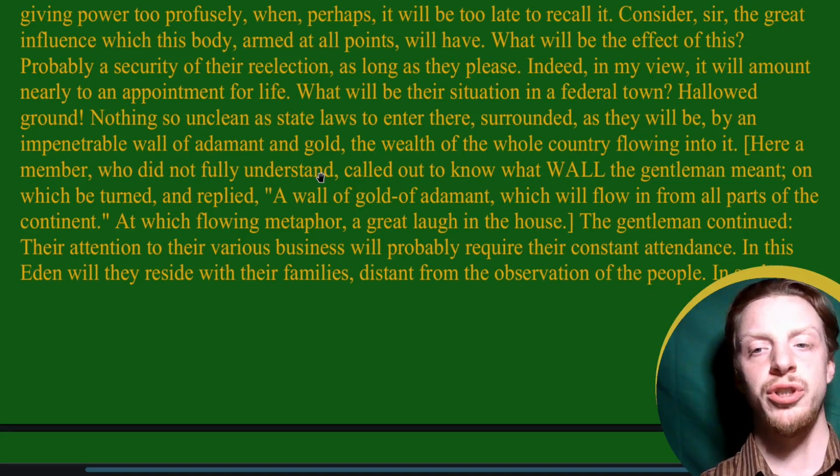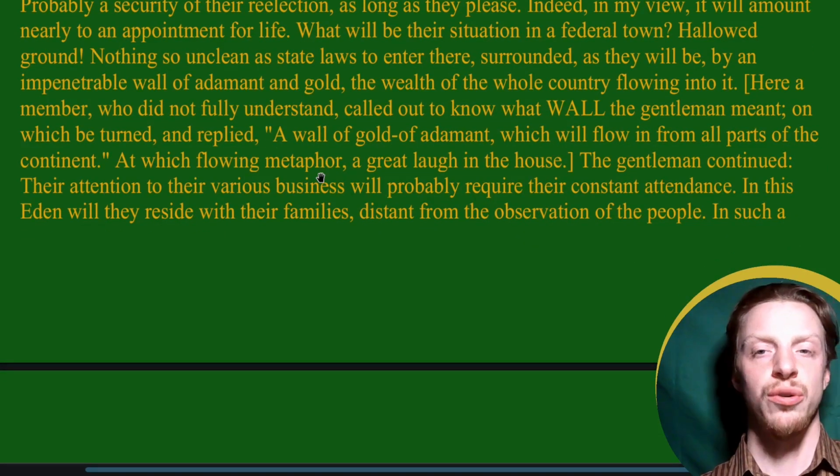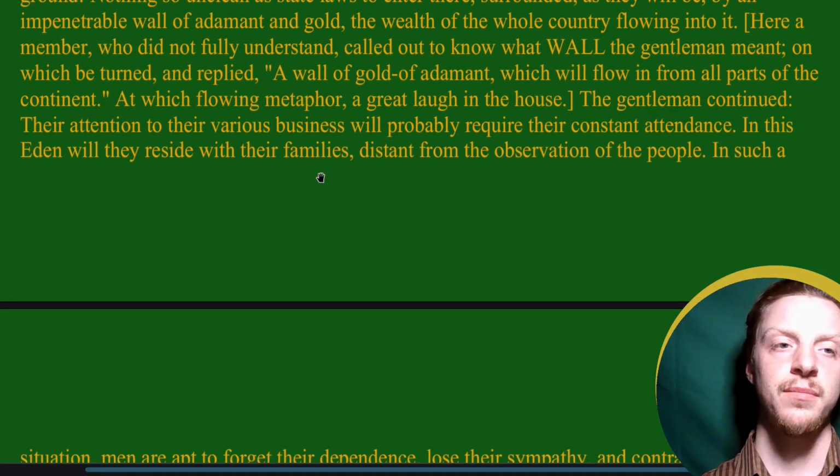What will be their situation in a federal town? Hallowed ground. Nothing so unclean as state laws to enter there, surrounded, as they will be, by an impenetrable wall of adamant and gold, the wealth of the whole country flowing into it.